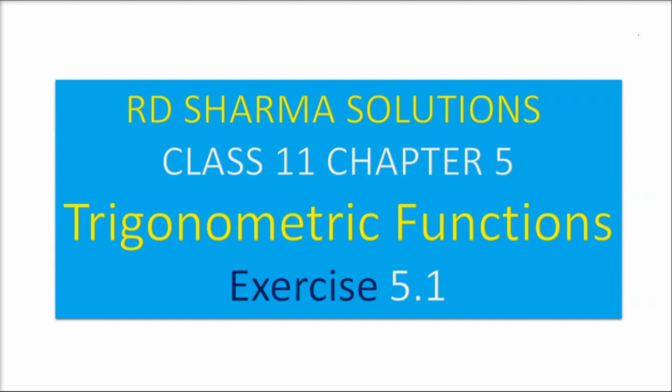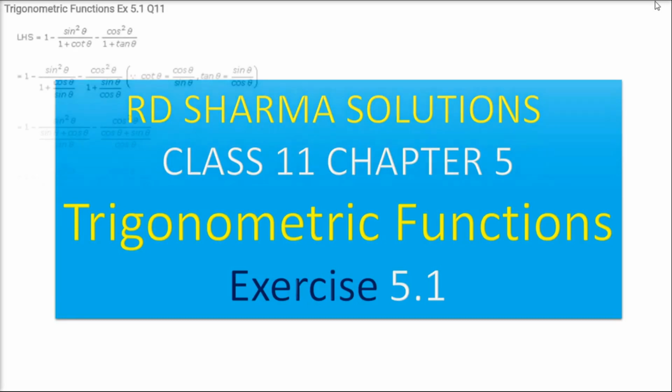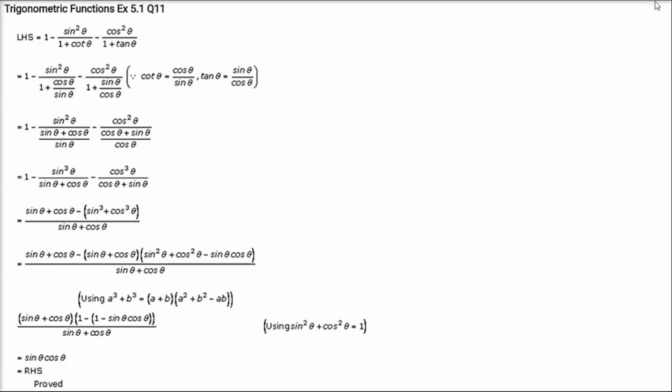We are taking R.D. Sharma Solutions, Class 11, Chapter 5, Trigonometric Functions. Exercise 5.1. The next question is (1 minus sine square theta) by (1 plus cot theta) minus (cos square theta) by (1 plus tan theta). We have to prove that it is equal to sine theta cos theta. What we are going to do here is first convert cot and tan into cos by sine and sine by cos.